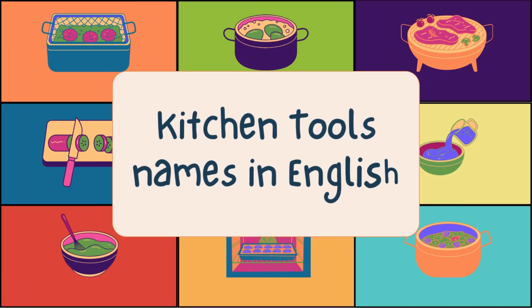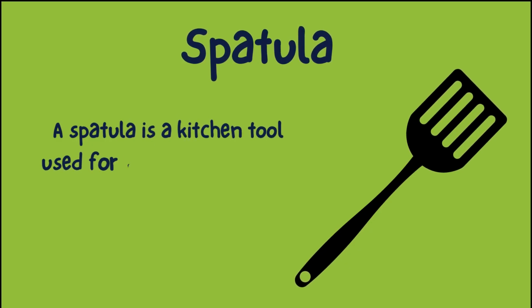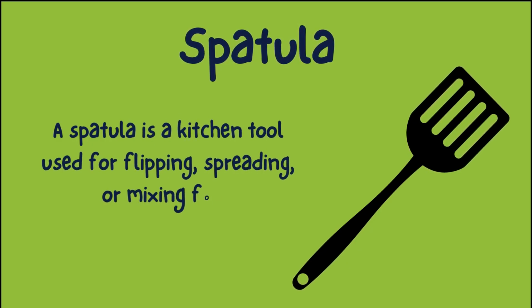Kitchen tools names in English. Spatula. A spatula is a kitchen tool used for flipping, spreading, or mixing food.